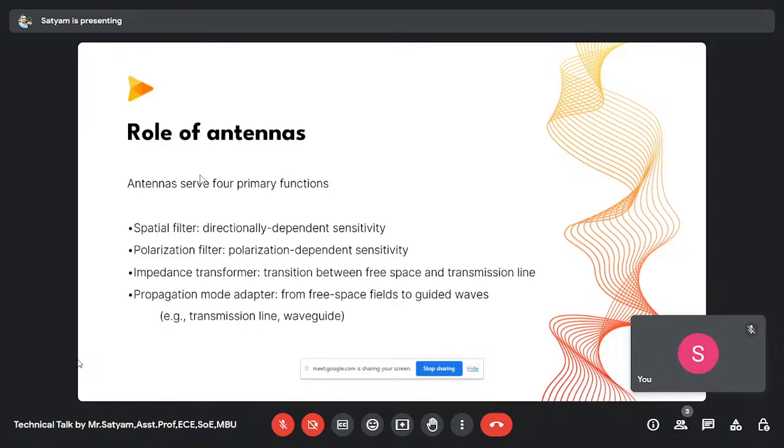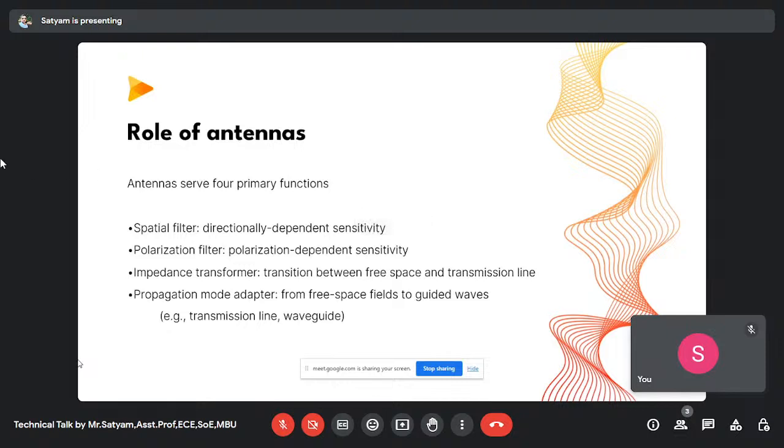Then impedance transformer. There is an antenna. On one side we have a transmission line, on the other side we have free space, and the impedances on both sides are different. So my antenna should be able to pass more power once the impedance is matched, right? So that is one thing.